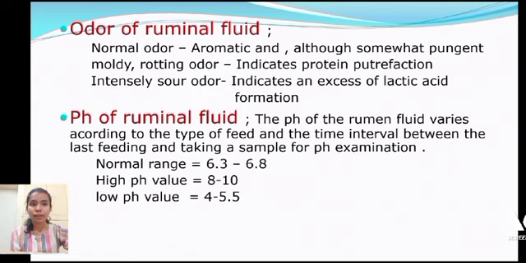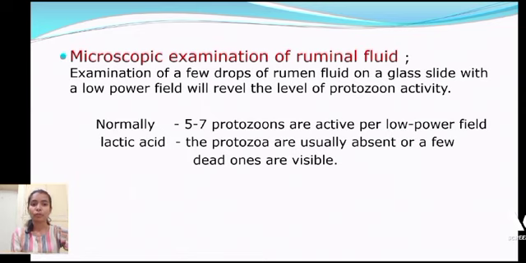pH of the ruminal fluid. The pH of the ruminal fluid varies according to the type of feed materials and also the time interval between the last feeding and the taking of the sample for the pH examination. The normal pH will range from 6.3 to 6.8. The high pH value will range from 8 to 10 and the low pH value will range from 4 to 5.5.